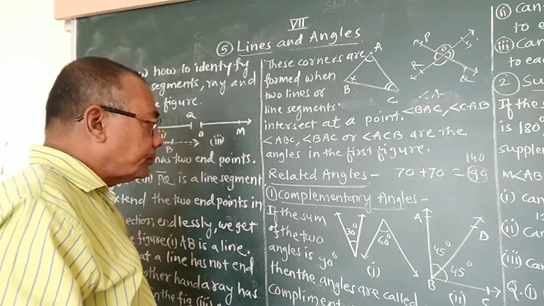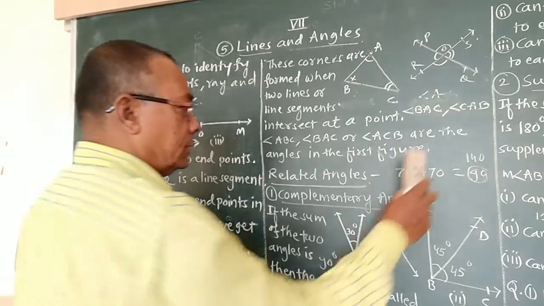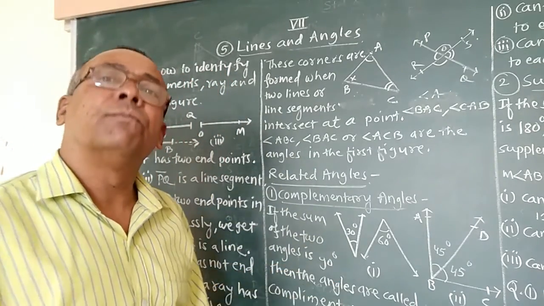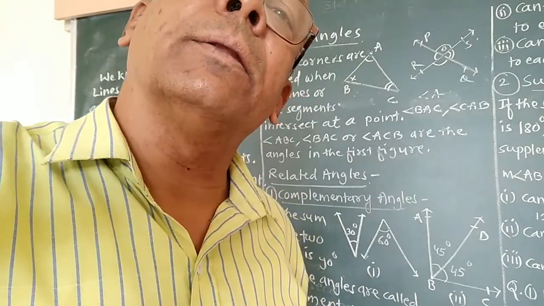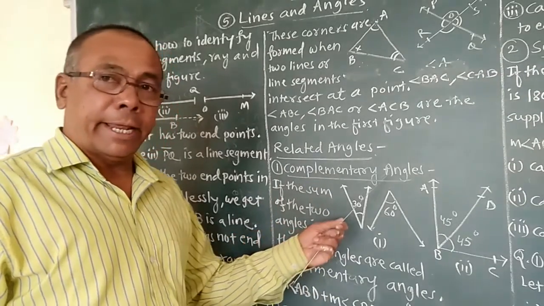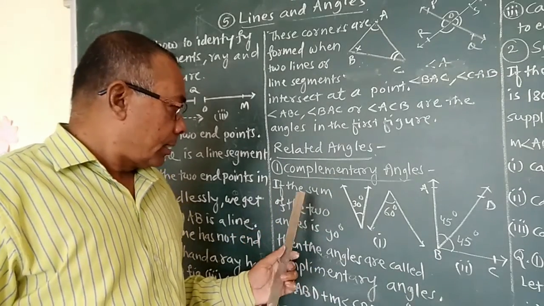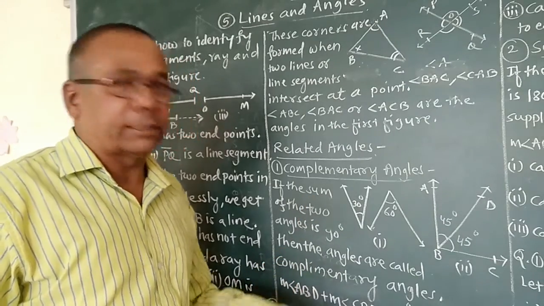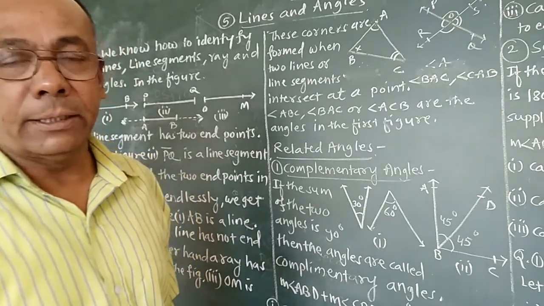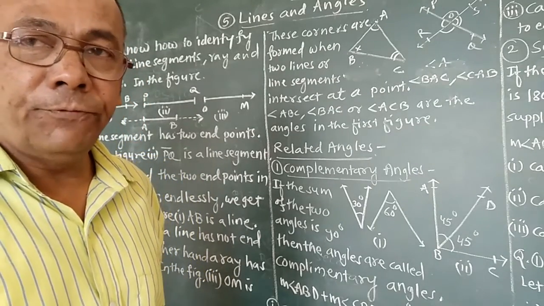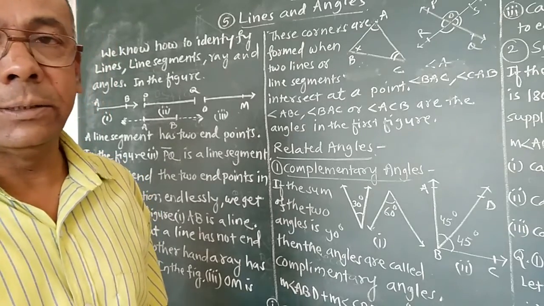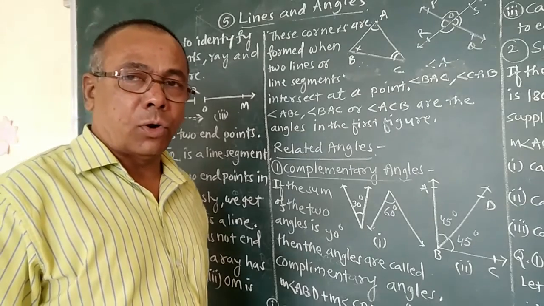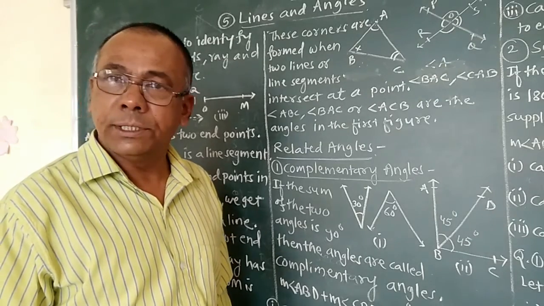Here, the first type is complementary angle. Now we will see complementary angles. Here if the sum of the two angles is 90 degrees, then the angles are called complementary angles. The definition of complementary angle is: if the sum of the two angles is 90 degrees, then the two angles are called complementary angles of each other.